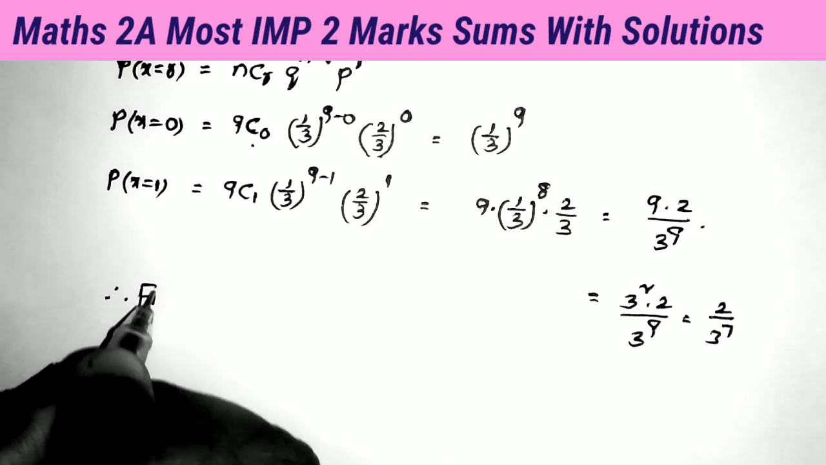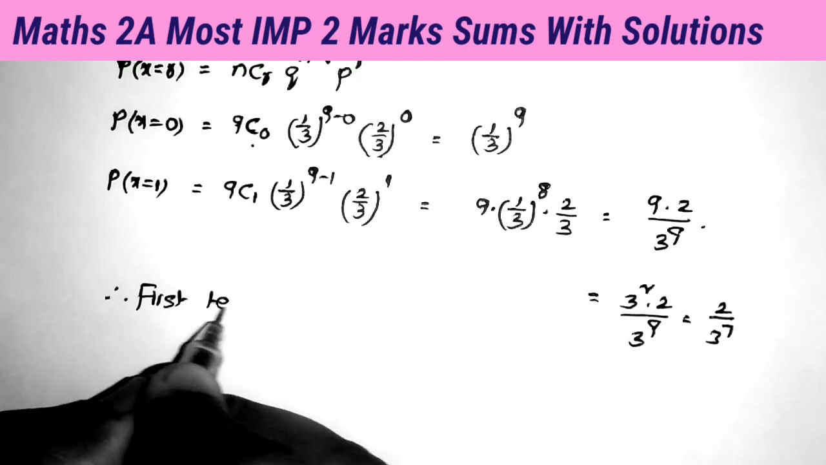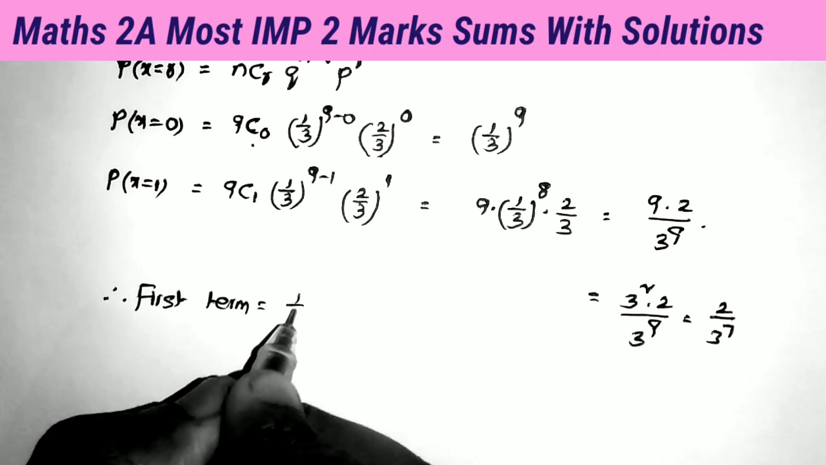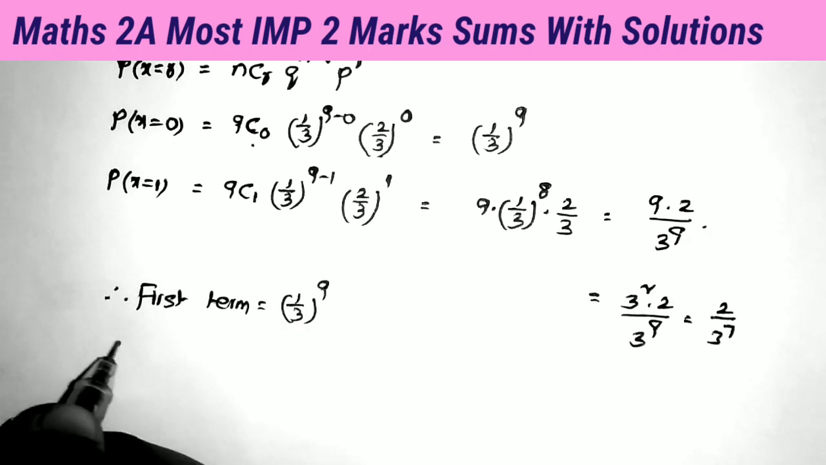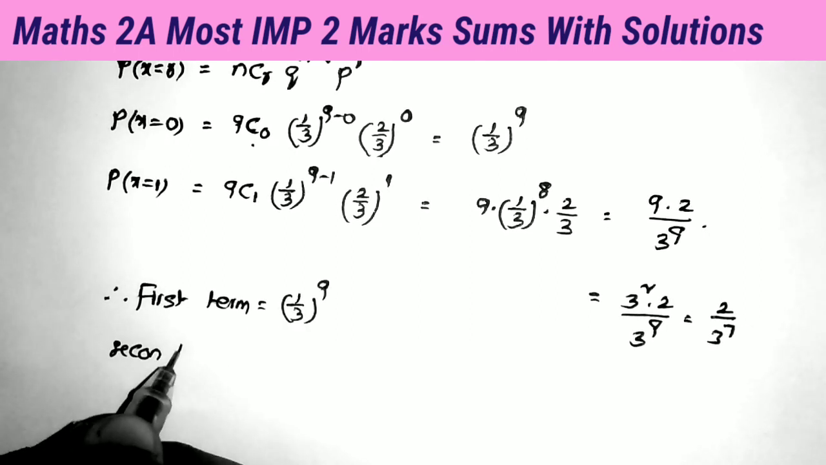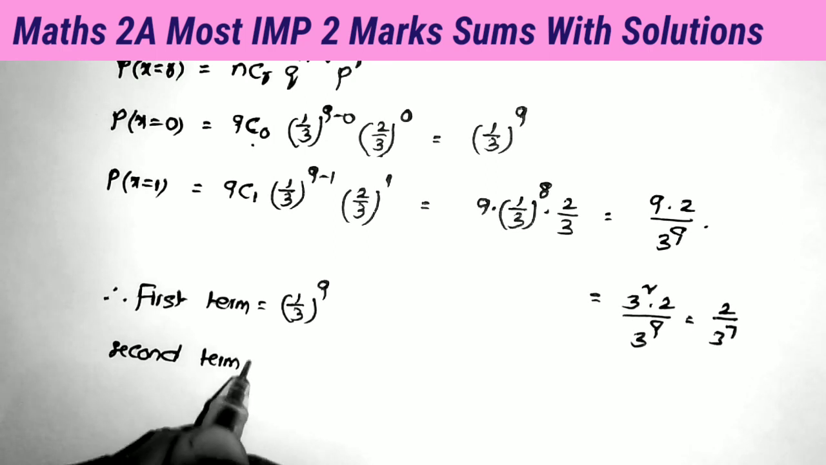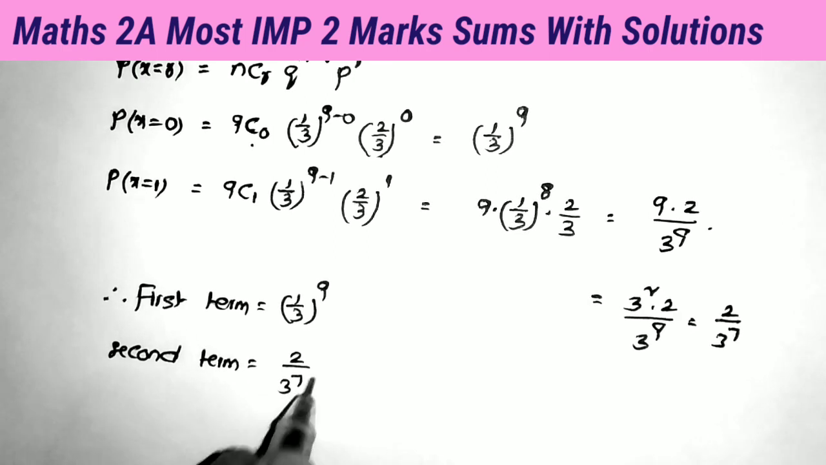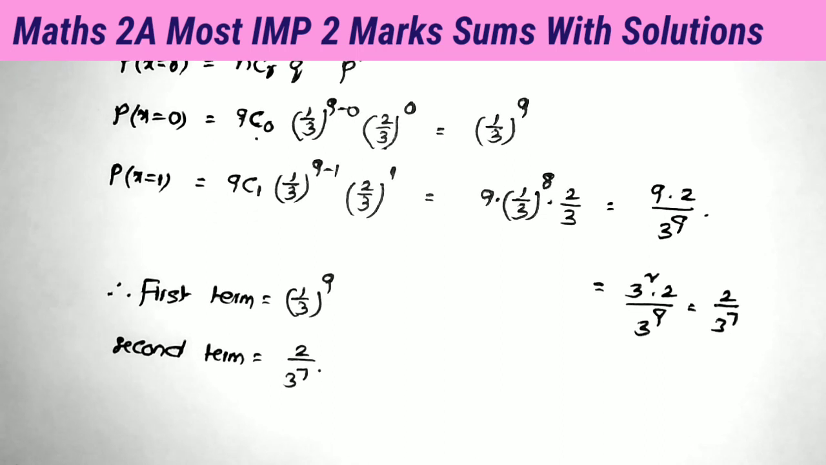Therefore, the first term is equal to 1 by 3 power 9, and the second term is equal to 2 by 3 power 7. That's all. These are the most frequently repeated questions from the chapter random variables.